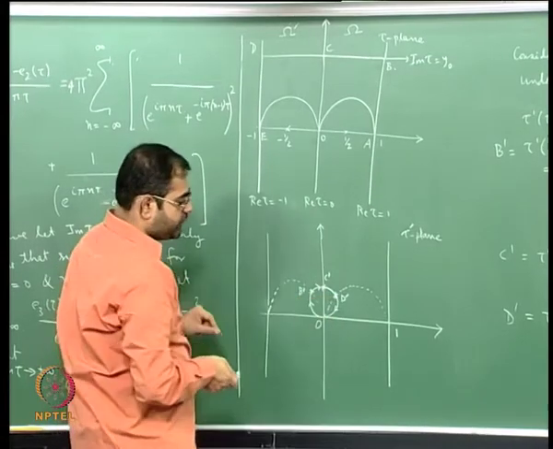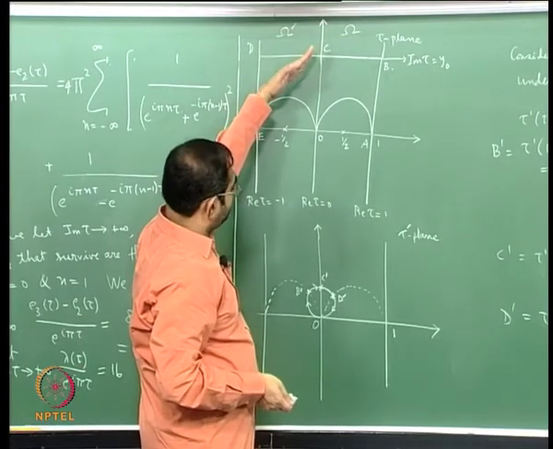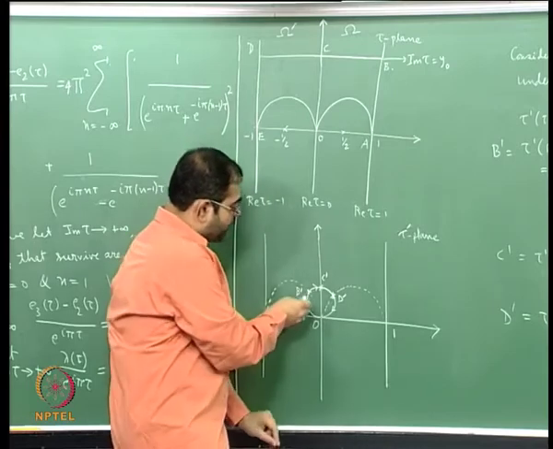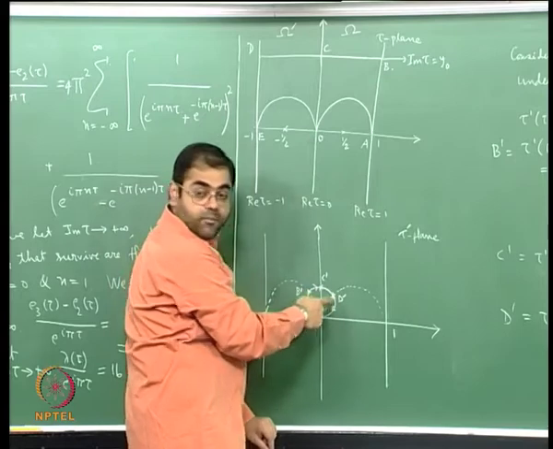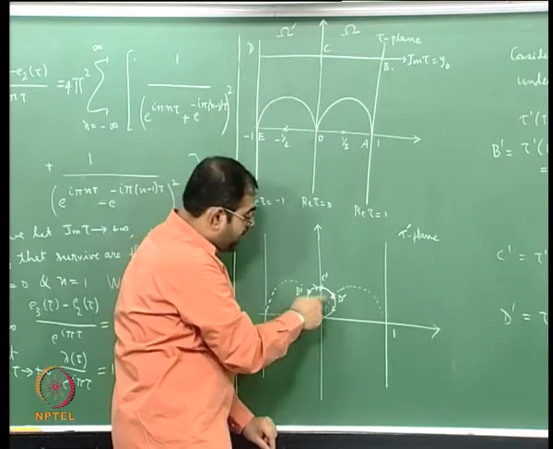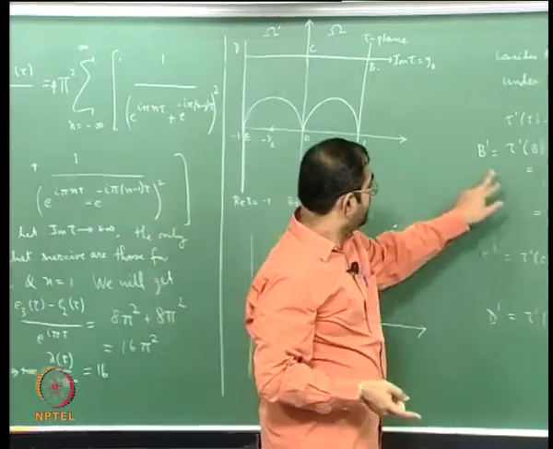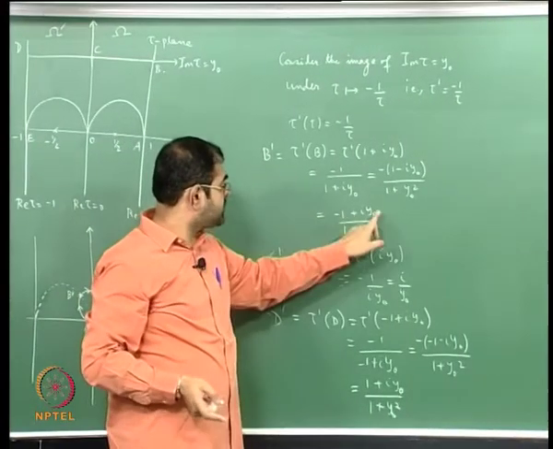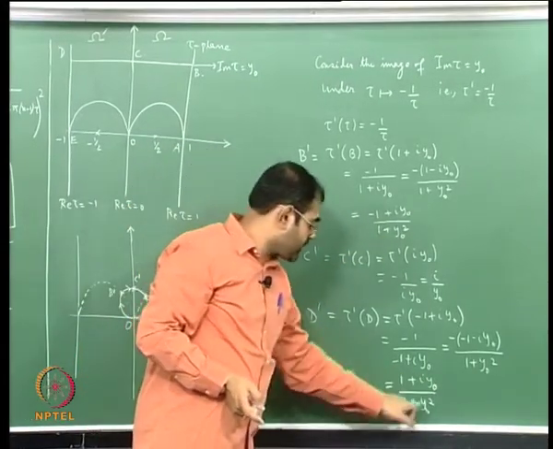Okay, and you can see that first of all B, C and D are being mapped to these 3 points. Okay, C is on the imaginary axis and B and D have the same y coordinate. The y coordinate of B prime and D prime is the same. The y coordinate of B prime is y naught by 1 plus y naught squared. The y coordinate of D prime is also y naught by 1 plus y naught squared.